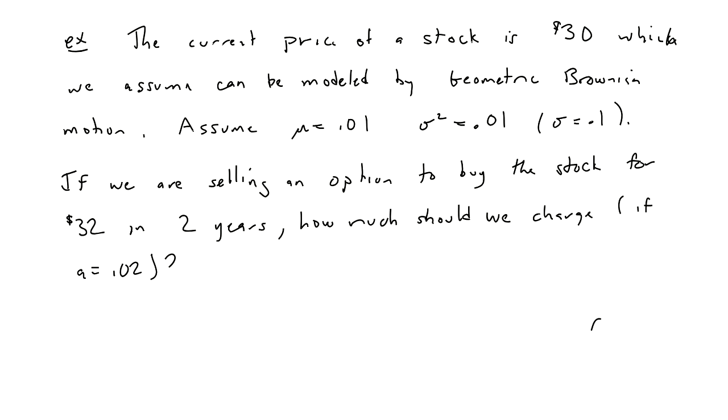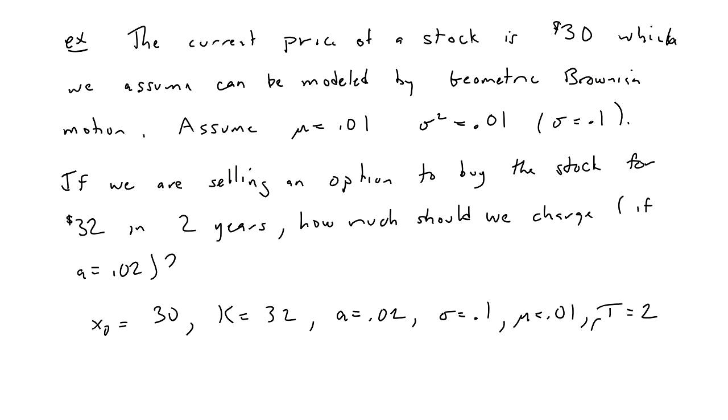Looking at the equation from before, we have all the things we need. We have x0 is equal to 30, we have k is equal to 32, a is equal to 0.02, sigma is equal to 0.1. So we have all those.